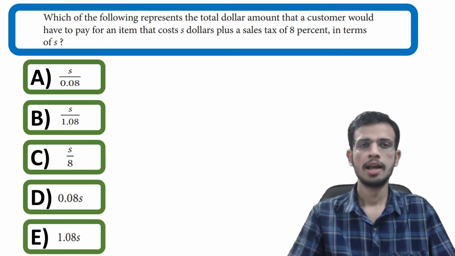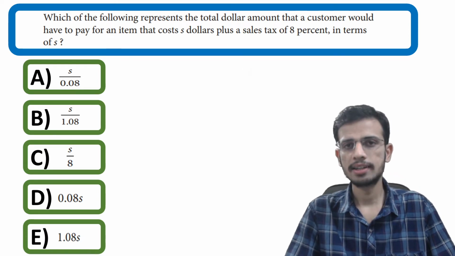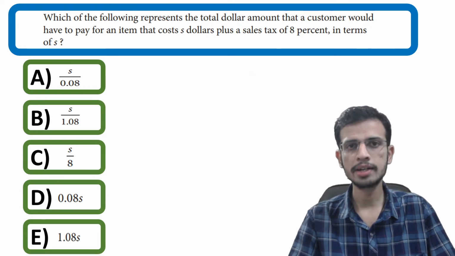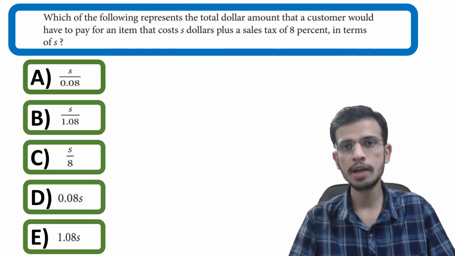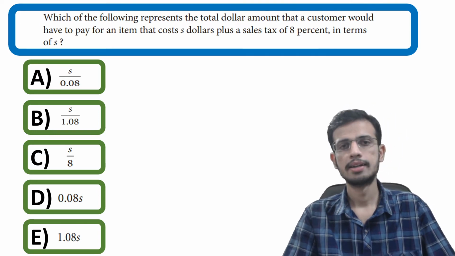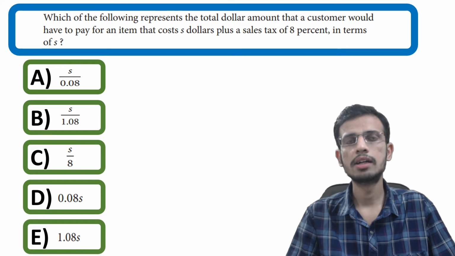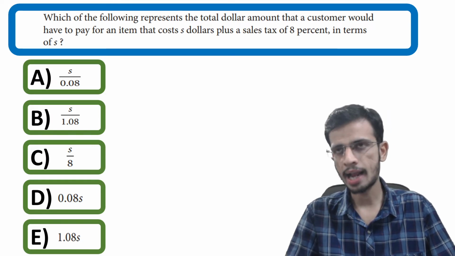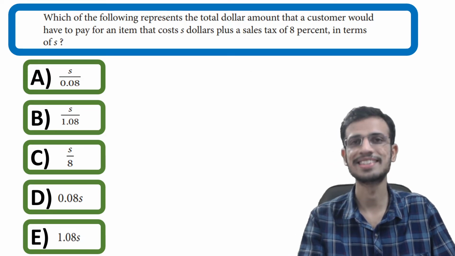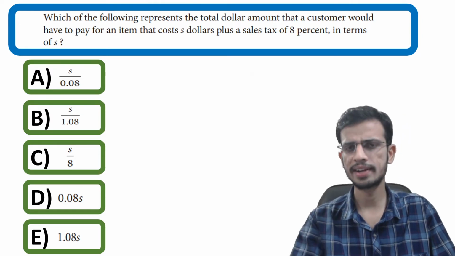Okay. Let's move on to the next question. Which of the following represents the total dollar amount that a customer would have to pay for an item that costs S dollars plus a sales tax of 8%, in terms of S? Options are given to you. So the customer will pay the cost price of an item plus 8% of the cost price as a sales tax. So the customer will be paying more than S dollars to purchase that item, right?